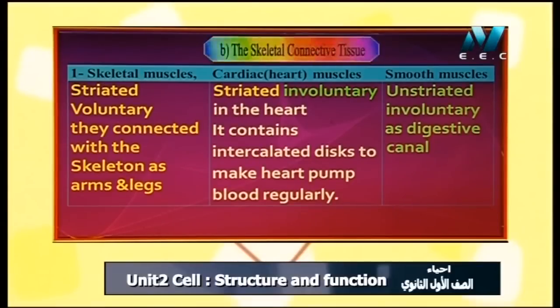The cardiac muscle is similar to the skeletal muscles in the presence of striation. So they are striated but involuntary because they are not controlled by our will. The heart is the kind of muscle containing certain discs which are called intercalated discs. The intercalated discs make the heart pump blood regularly.